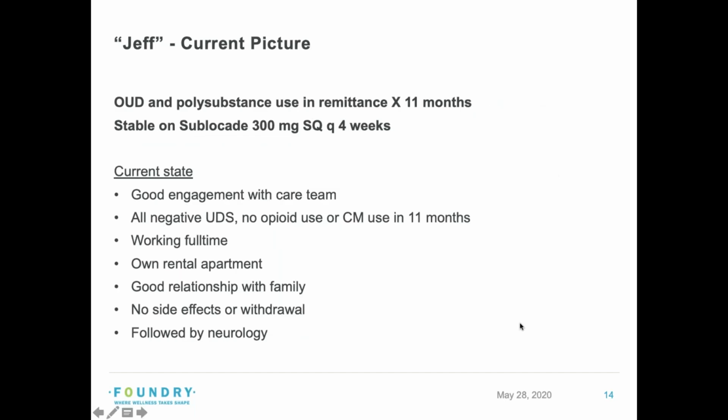So the current picture now, 11 months later, is that Jeff is stable and his polysubstance use is in remission. And he's remained on Sublocade 300 milligrams monthly. Currently, he has good engagement with the care team.